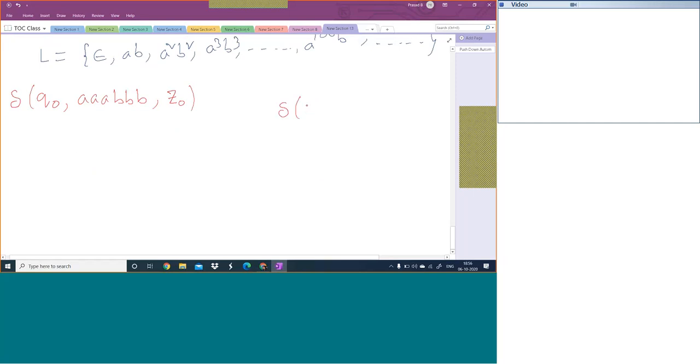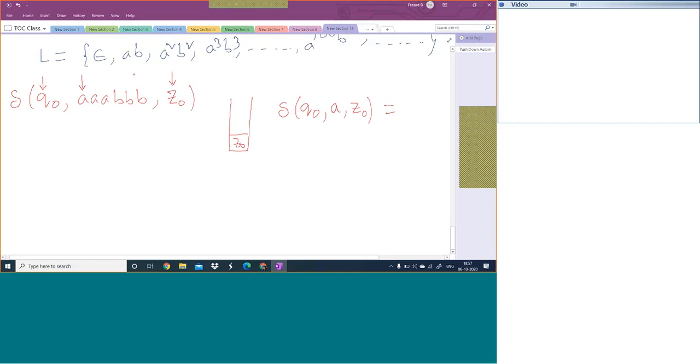Any string you take has to start from the initial ID, that is, from the initial state. I am taking Q0 as the initial state, and the first symbol in the input string will be A. Initially there will be Z0 in the stack. So when Q0 is the state, A is the input symbol and the top symbol is Z0, this is the present situation: Q0, A, Z0.